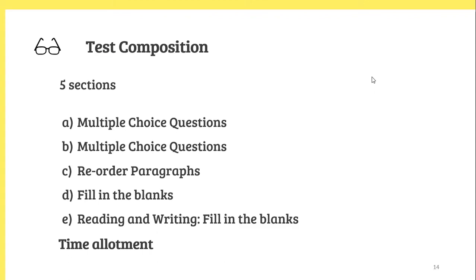The first is multiple choice questions with a single answer, where you'll have to read a passage and then answer questions that follow. Then there is multiple choice questions with multiple answers, wherein the questions that follow will have more than one answer. Then you will have to reorder paragraphs, where there will be a number of paragraphs given to you and you will have to reorder them according to a sequence. Then you will have fill in the blanks with options to choose from, and then you will have another set of fill in the blanks wherein you will have a set of options to choose from for a particular blank.